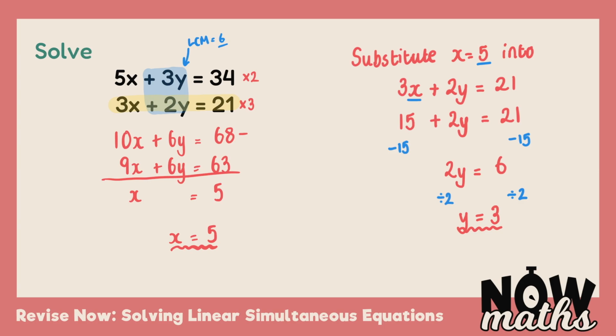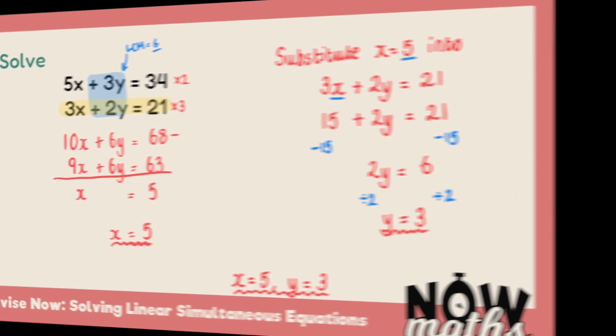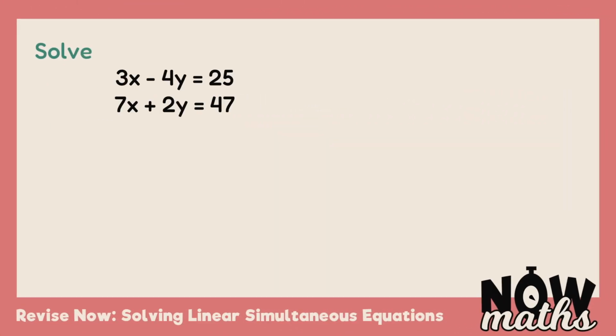And at the end, it's really important that we write our solution as a pair. Now looking at our second pair of simultaneous equations, we're going to use lowest common multiples again to help us decide whether to make the x coefficients the same or make the y coefficients the same.